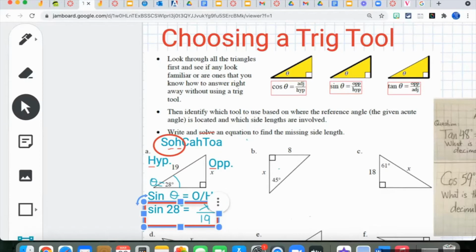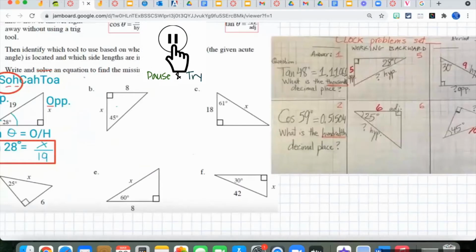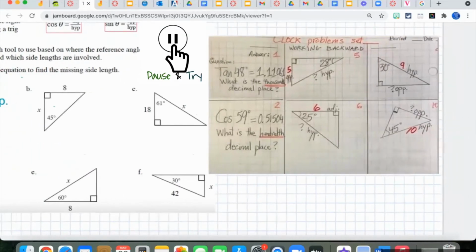This is it. The equation that you will use to solve for the missing variable x is the sine function. Sine is the trig tool that you are using. Sine of 28 degrees, replacing the angle with what we are given, equals the opposite side, replaced by the letter x, over the hypotenuse side, replaced by 19. And we're done. So that's what we are asking you to do on these problems that you see. The left-hand side has the clock problem set, and the clock problem set is preparing for the clock projects.